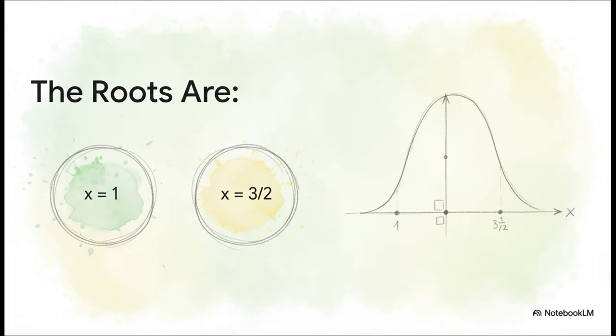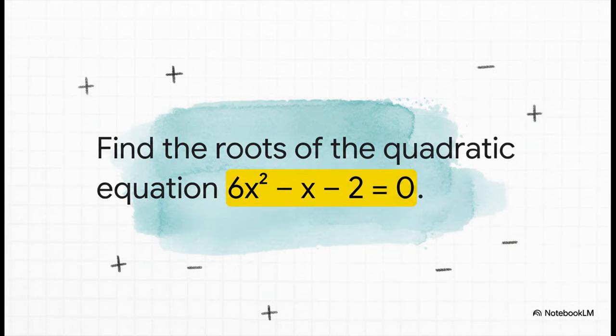And now for the final easy step. Thanks to that zero product rule, we know that either x minus 1 is 0 or 2x minus 3 is 0. Solving those 2 tiny equations gives us our 2 roots, x equals 1 and x equals 3 over 2. And we're done. Perfect. Let's do just one more to really make sure this is locked in. Let's find the roots of 6x squared minus x minus 2 equals 0.